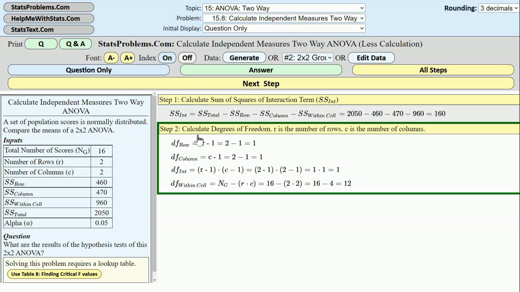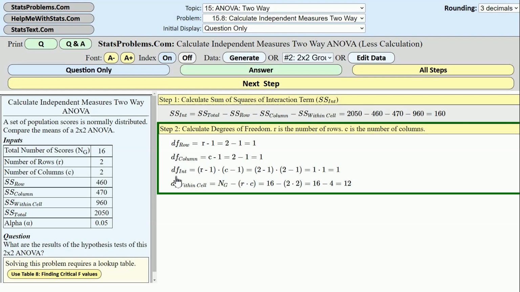In Step 2, we calculate the degrees of freedom. R is the number of rows. C is the number of columns. The degrees of freedom row, df row, equals the number of rows, R, minus 1. In this example, df row equals 2 minus 1, which works out to 1. The degrees of freedom column, df column, equals the number of columns, C, minus 1. In this example, df column equals 2 minus 1, which works out to 1.